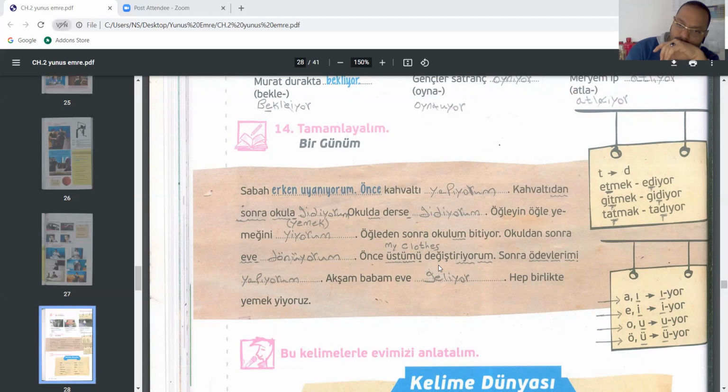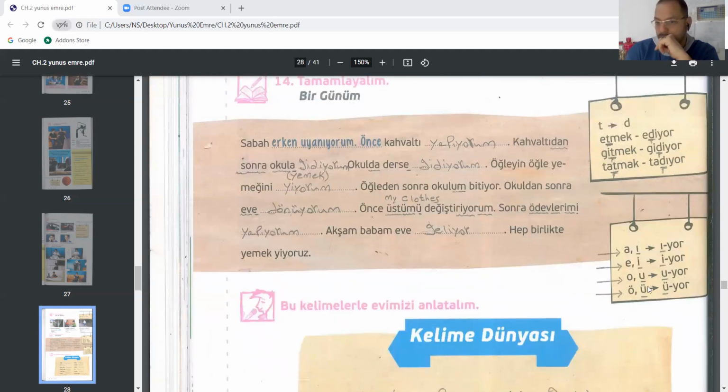Önce üstümü değiştiriyorum. I change my clothes. Sonra ödevlerimi yapıyorum. I'm doing my homework. Akşam babam eve geliyor. In the evening, my father comes back to the house. Hep birlikte yemek yiyoruz. We eat the food together.